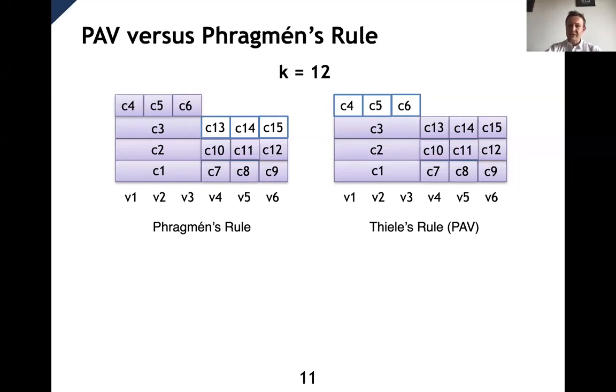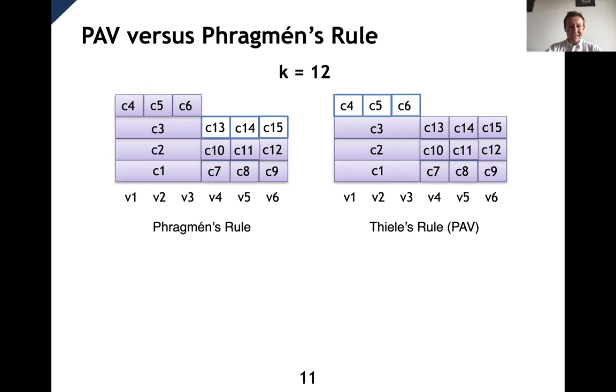So why does PAV behave differently? What PAV observes is that by removing one representative of voter V1, that is by removing C4, and by adding one representative for voter V4, for example, C13, then we reduce the societal inequality. That is, we decrease the number of representatives for one voter from 4 to 3, and at the same time, we increase the number of representatives for another voter from 2 to 3. And the same is achieved by removing candidate C5 and adding candidate C14, and by removing C6 and adding C15.